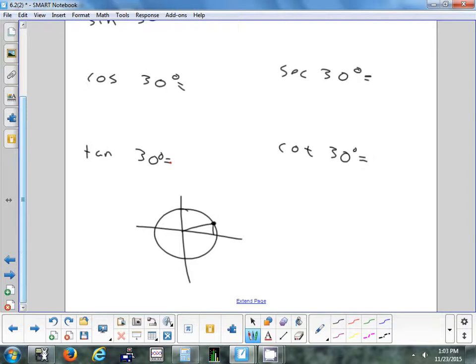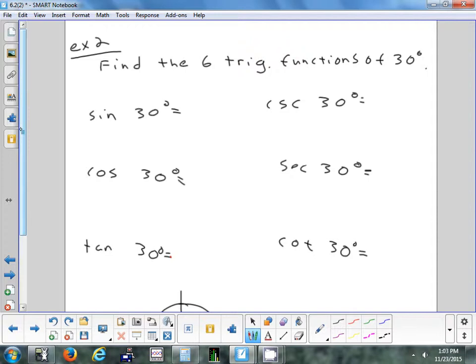The base is the long side. Okay, so this is root 3 over 2. The height is the short side. That's a half. All right, so root 3 over 2, comma, half.